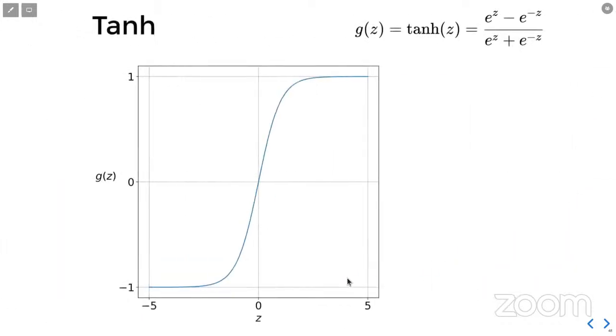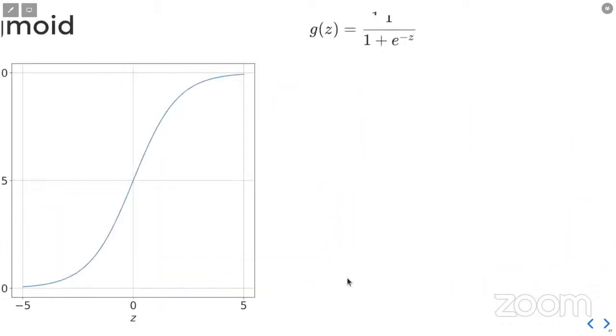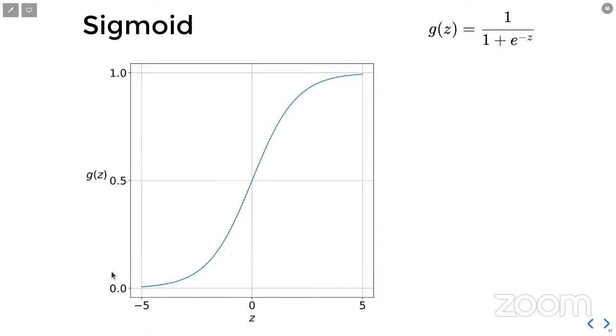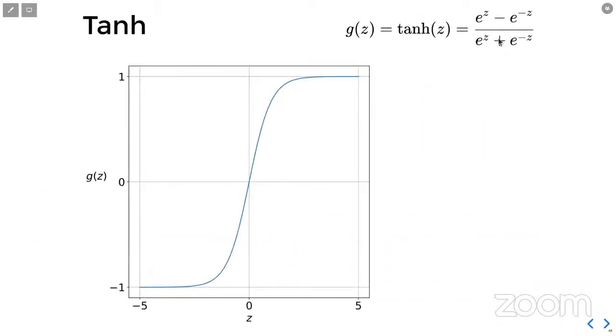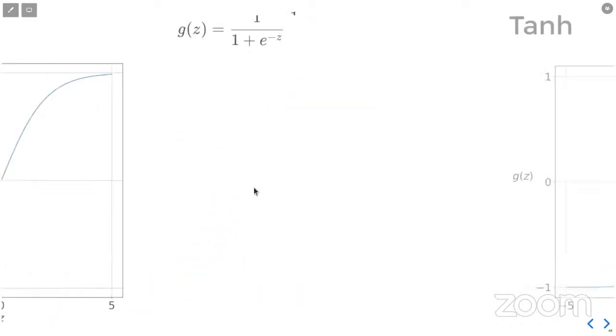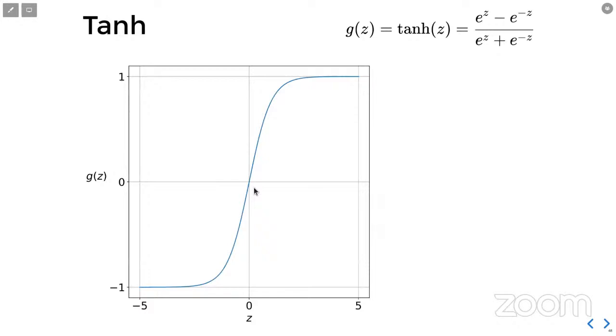So this is the graph of Sigmoid. From the exam perspective, it's good to remember the graphs. For Sigmoid, you already know the formula. For TANH, you don't need to memorize the formula, but you need to know that the range of TANH is -1 to 1. That is something you'll have to remember. And at 0, TANH takes the value 0. I think this is also something you need to remember. But other than that, the formula you don't need to memorize.